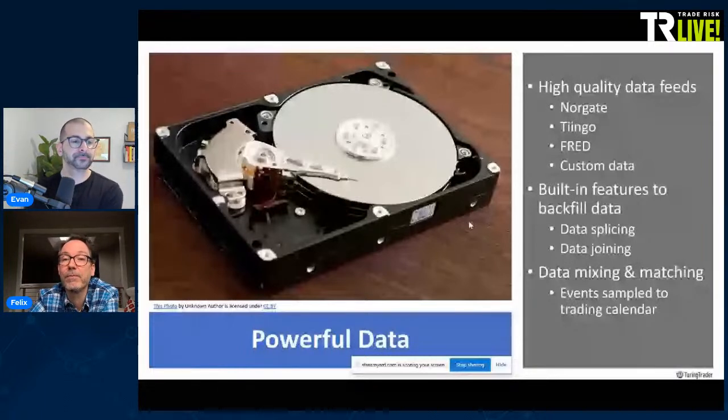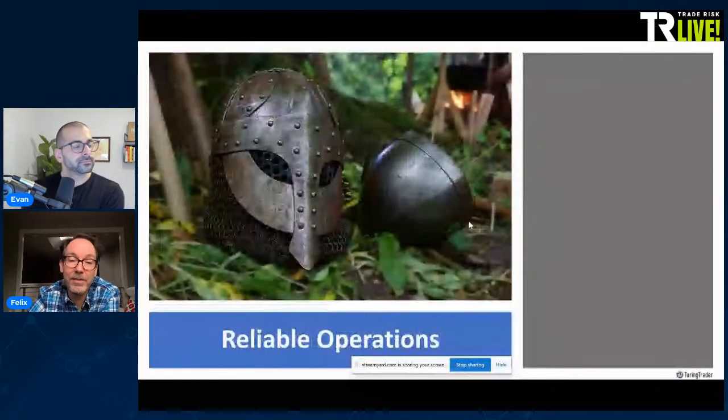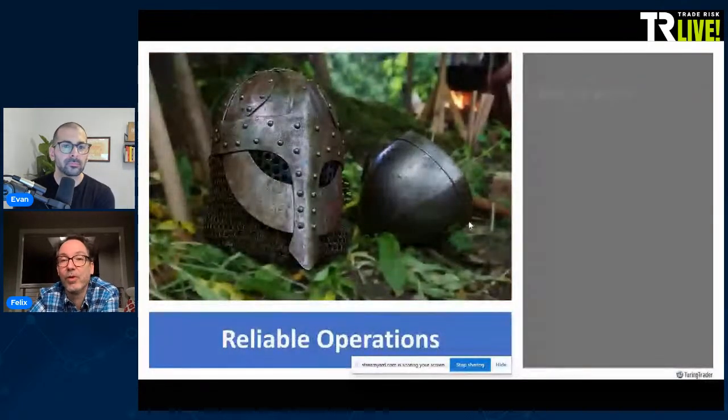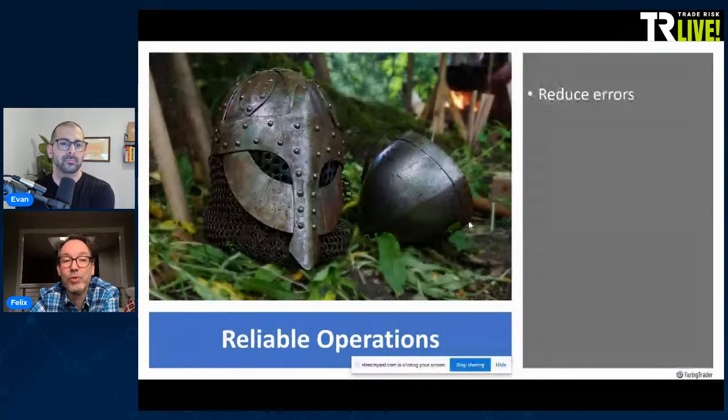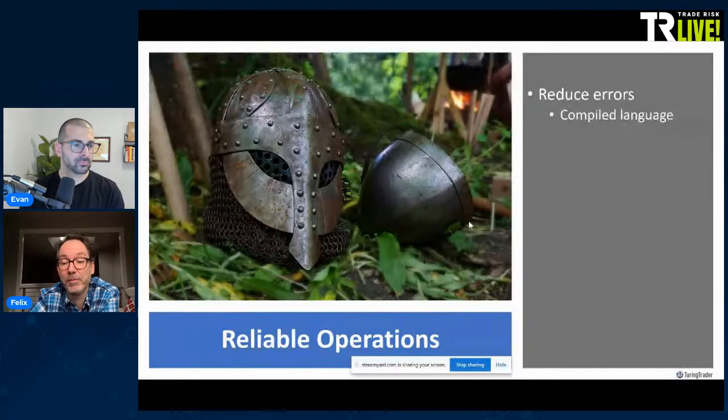Cool. Awesome. Good. And then there's reliable operations. So really what we want to do is reduce the number of errors that might happen. And the first part here that many might not realize is you really, really want to use a language that is compiled. You don't want to use a language that's interpreted. And why is that? The reason is you want to find issues before you're running your code.